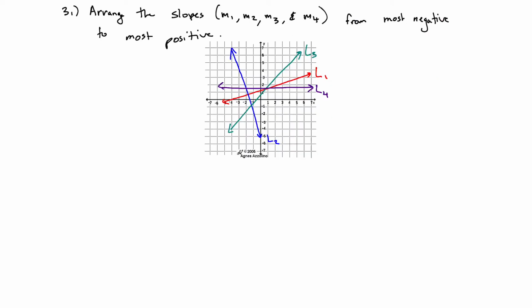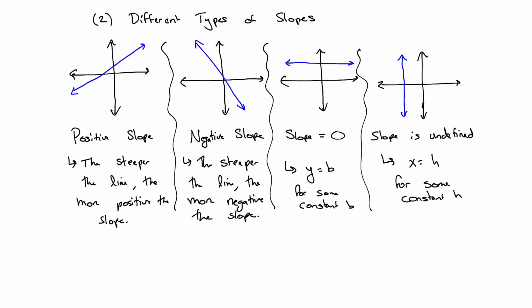Moving on to question 3, it says arrange the slopes of M1, M2, M3, and M4, which correspond to L1, L2, L3, and L4, and arrange them from most negative to most positive. So this is where we have to go all the way back to the beginning. I'm just going to stop and go back to that for a second, right to here. Don't worry if you didn't finish writing stuff down, I'm coming right back to it. But this stuff is going to be key here.